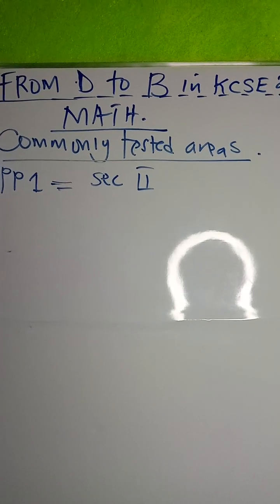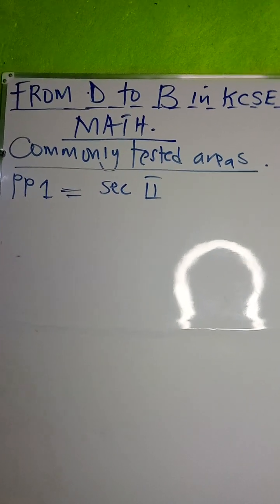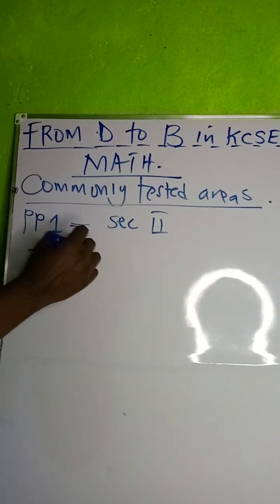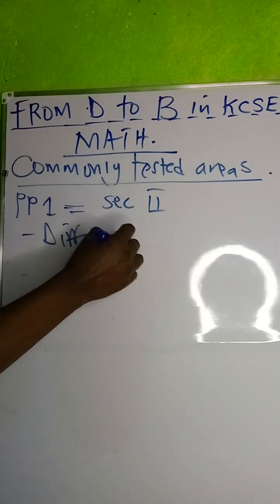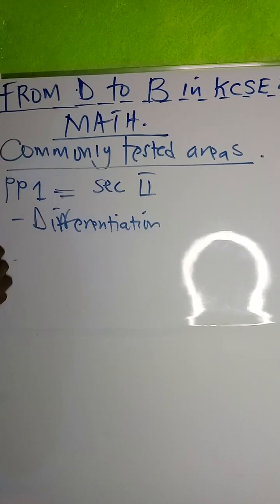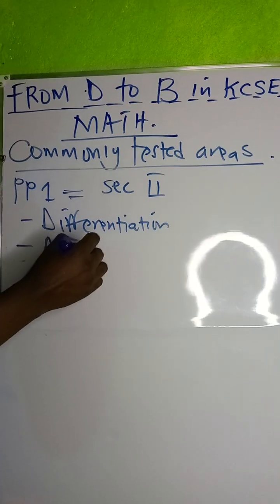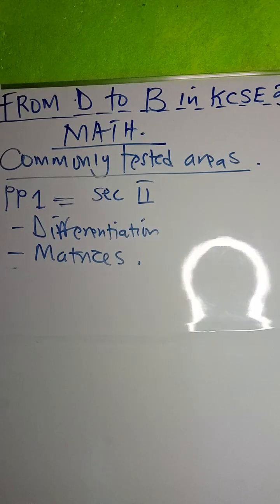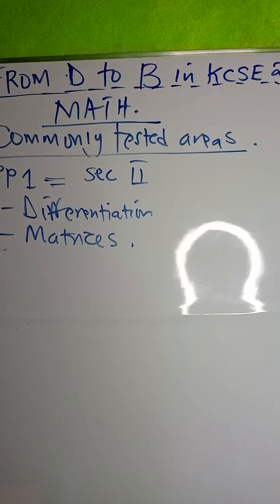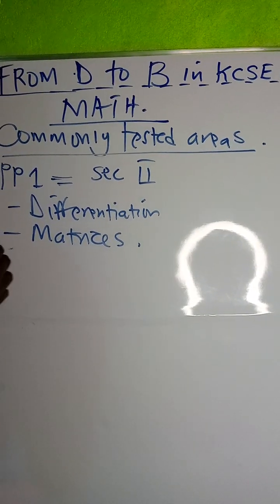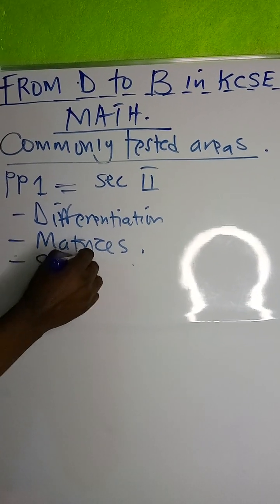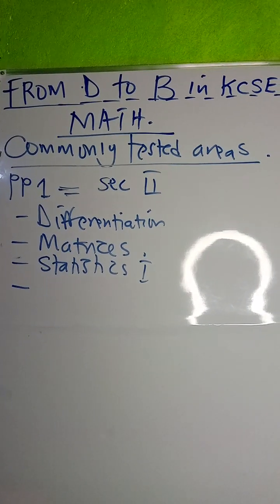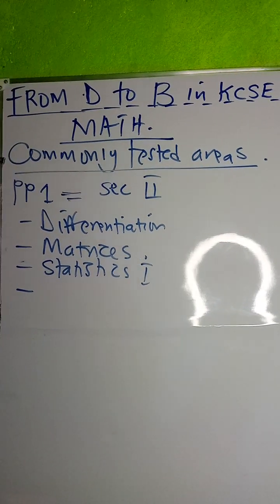In paper 1 section 2, there are also some common topics that you must get prepared to do. I will start with the Form 4 topic, which is differentiation, very common. The other topic is matrices in Form 3, especially solving simultaneous equations using the matrix method. We also have Form 2 work like statistics 1, finding the mean, the median, frequency polygon, histogram, and such.